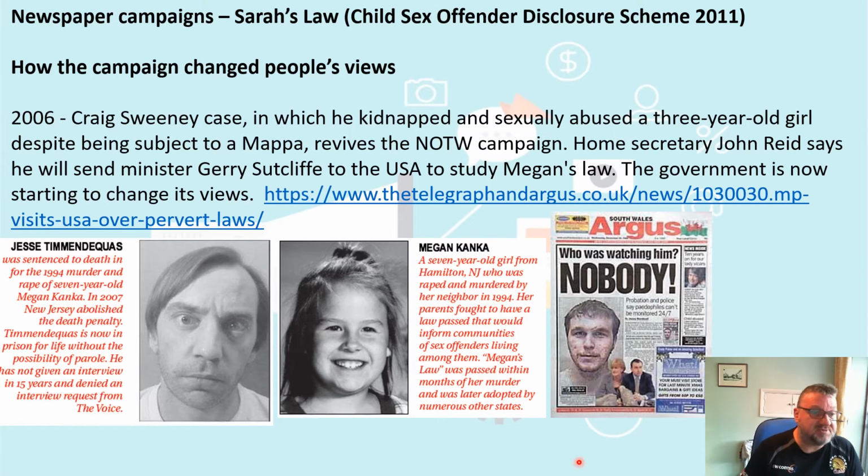And this was due to this little girl here, 7-year-old Megan Kanka, from Hamilton, New Jersey, who was raped and murdered by her neighbour in '94. The parents fought to have a law passed that would inform communities of sex offenders living among them, and Megan's Law was passed within months of her murder and was later adopted by numerous other states. And that's the man that did the crime, sentenced to death for the 1994 murder and rape of Megan Kanka. However, the death penalty was abolished in New Jersey in 2007, so he's escaped that. But nevertheless, Megan's Law came in the USA.